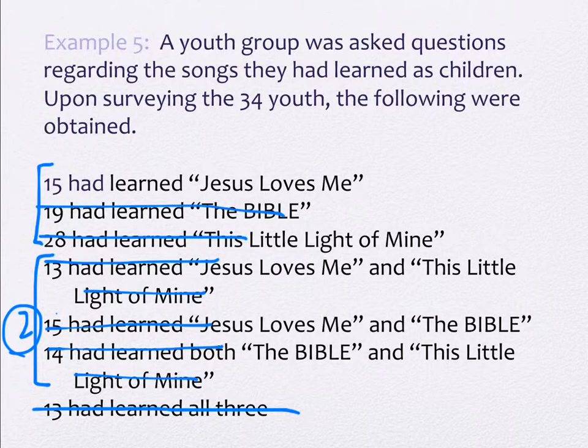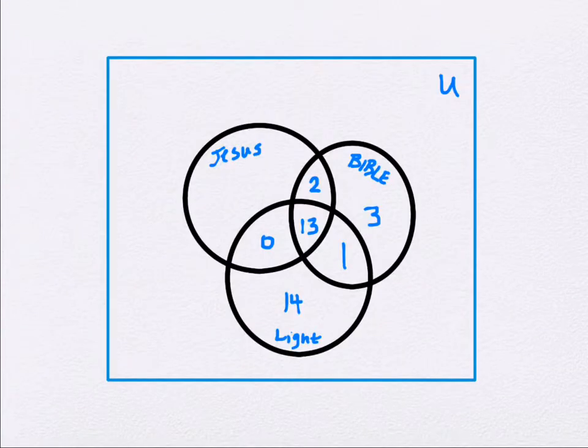The last piece of information in sort of my bulleted list, if you will, is that 15 had learned Jesus loves me. So back in my picture, Jesus loves me is my last circle right here. I have a 13 and I have a 2. That's a total of 15. How many am I supposed to have total? 15. So what's going to go on the outside part of the Jesus circle? 0. Okay. Wonderful.